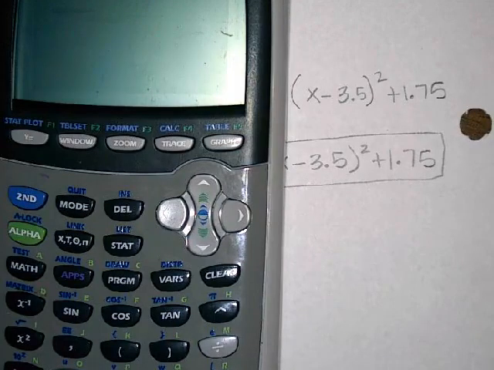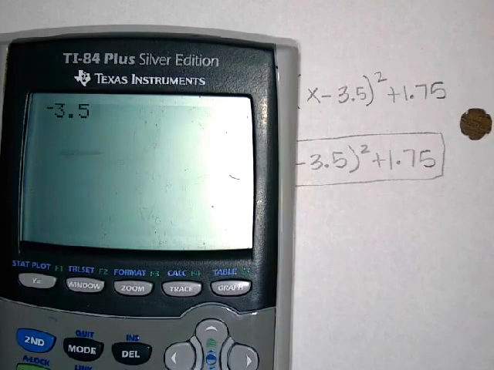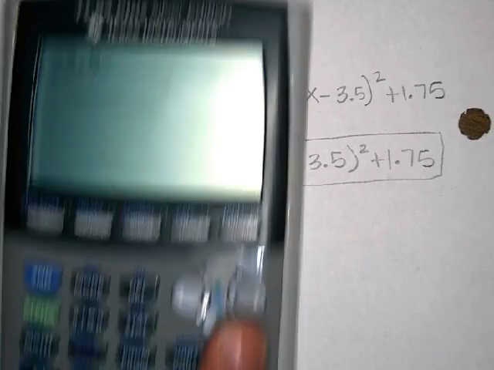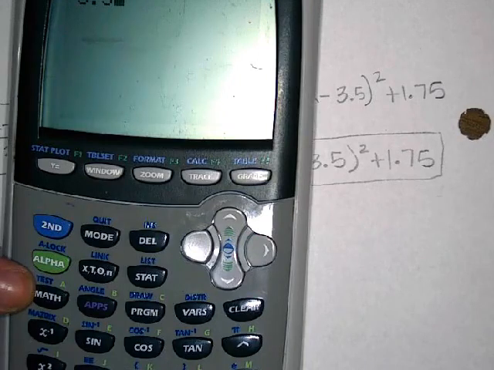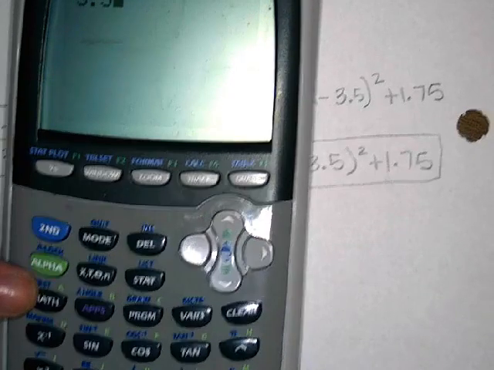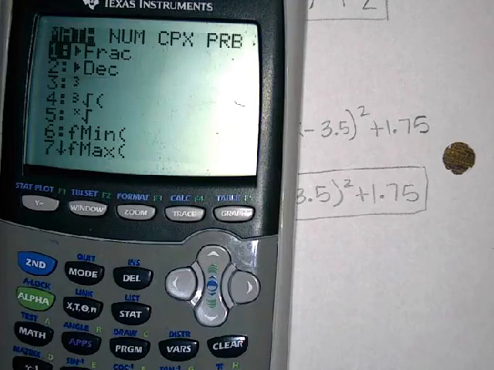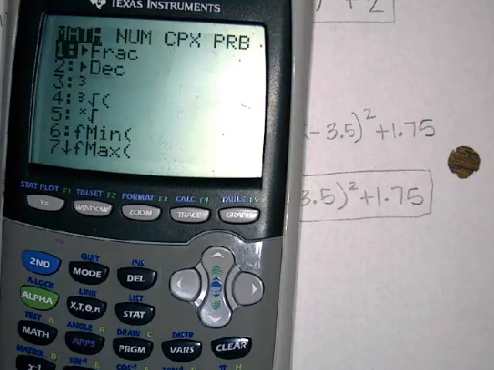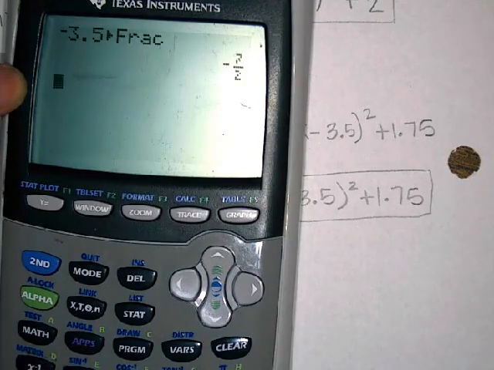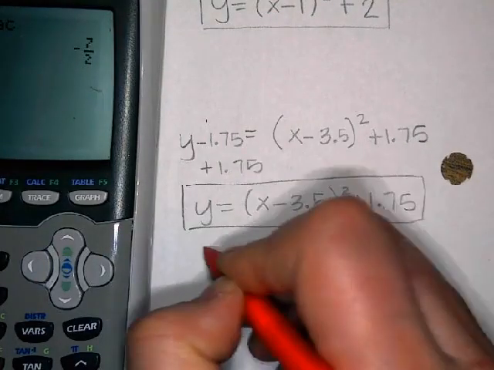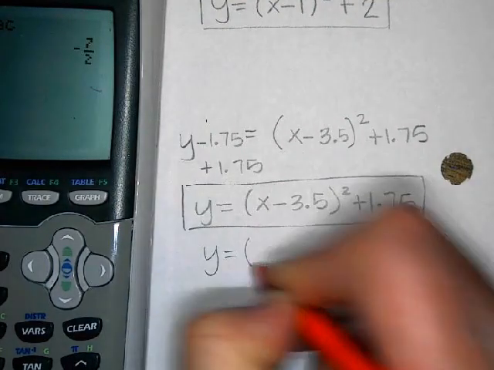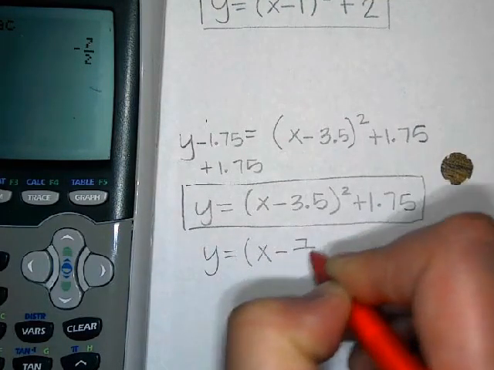I'm going to click the math button on my calculator. I want everyone to do this. So type -3.5 and then hit the math button on your calculator right here. Number 1 says frac. Number 1 will turn it into a fraction for you. And then press enter. -7/2. So we're going to rewrite this: x minus 7/2.